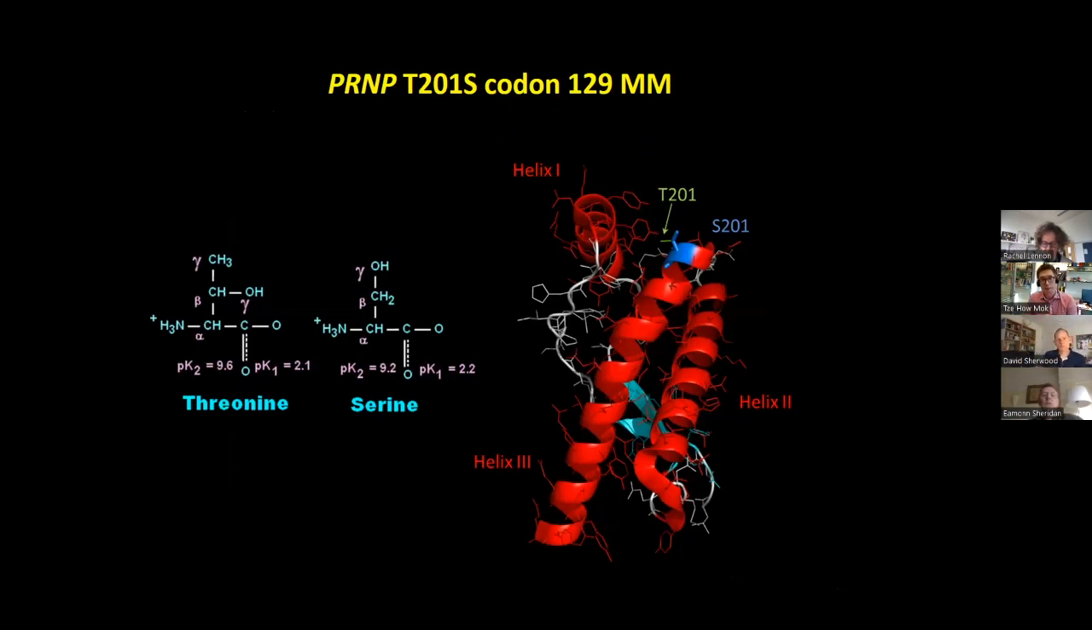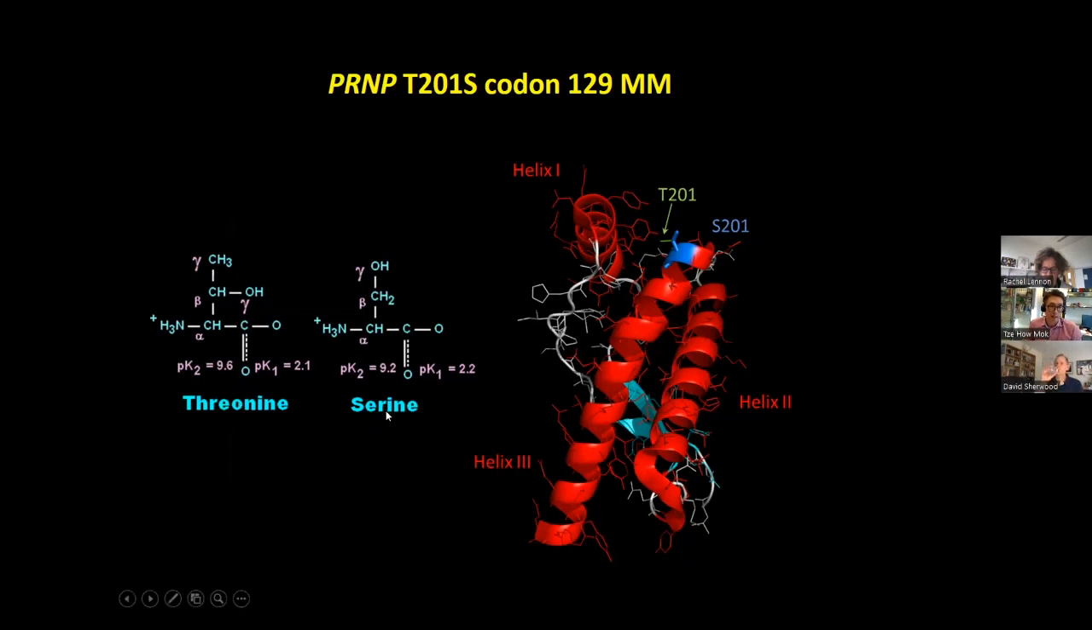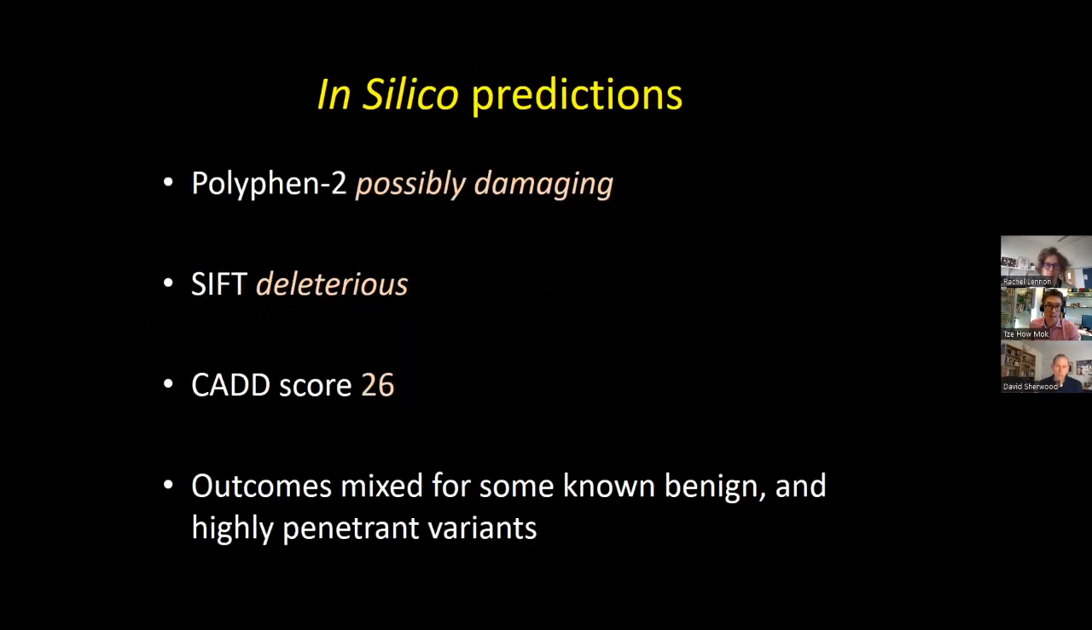So then what did we do? We thought we'd look at the protein structure. The only difference between threonine and serine is a methyl group, and this is in the solvent exposed part of the prion protein, and not in the protease resistant core. So we thought perhaps this might not perturb the structure too much and destabilize it.